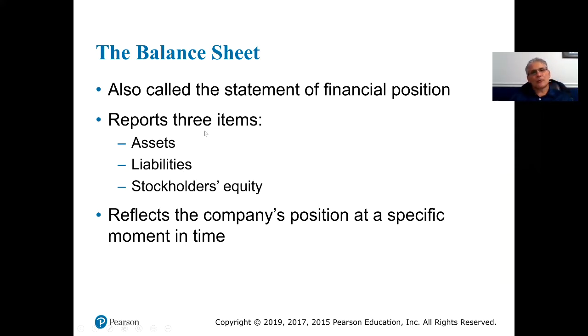The balance sheet reports three items: assets, liabilities, stockholders' equity. That's the accounting equation. It reflects the company's position at a specific moment in time. So you can think of the balance sheet as almost like a selfie. This is what we have at this particular period of time, like a snapshot. Here are the assets we have. This is what we owe in terms of liabilities, and the difference is really our equity.